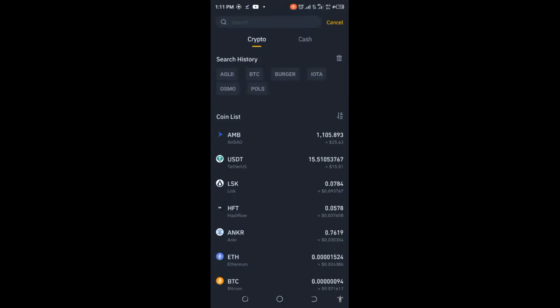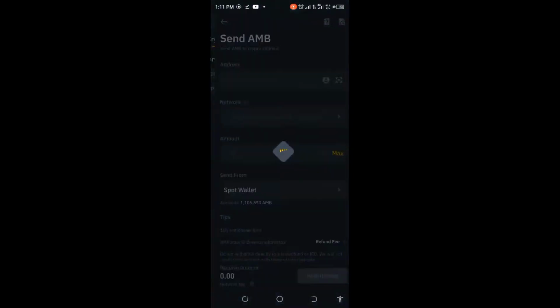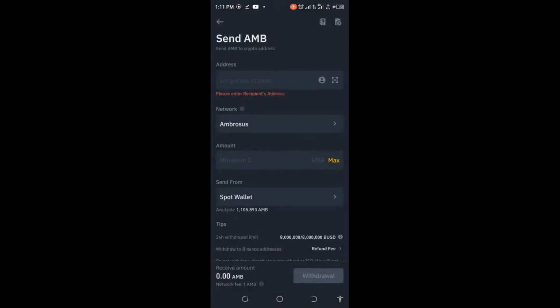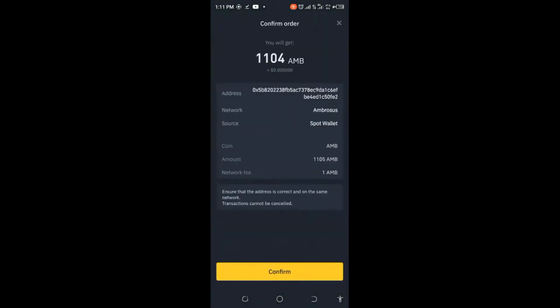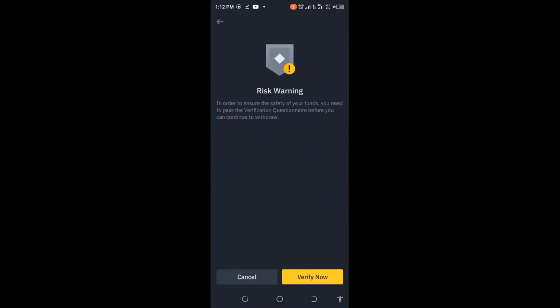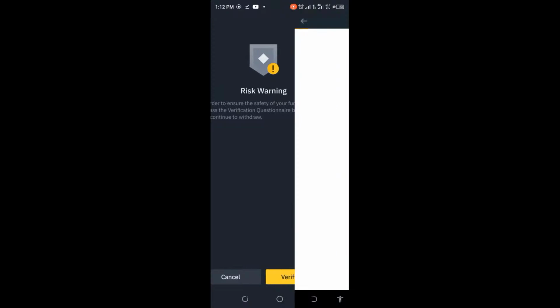So you can see everything is here right now, and then we click on crypto network and we put in the address there. Good. So everything, and we put max. I guess everything is good to go. Let's take a screenshot as usual, and then we click on withdrawal. Good. So is everything fine? Let's see that. Confirm. All right. Let's click on verify now.